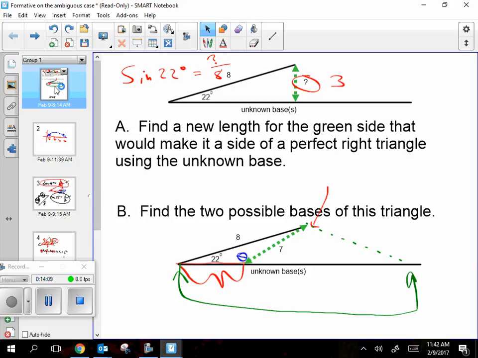All right. I'm going to pause while you try to find the two bases that you could have. We have practiced this before. We've done this problem before. But this one has a special weird little twist to it. All right. I'm going to pause while you figure that out.